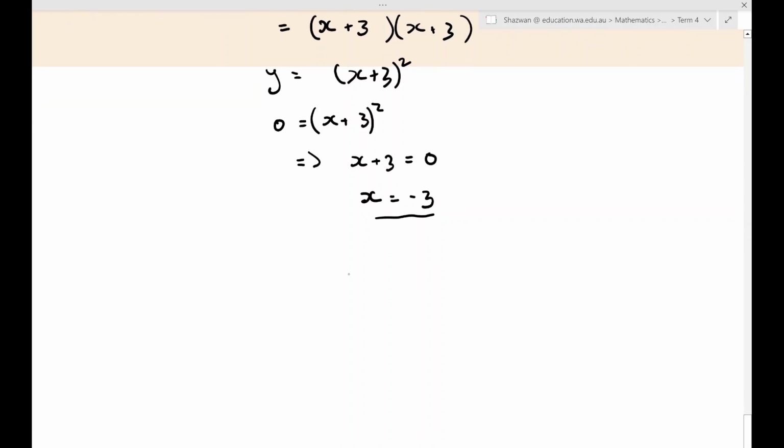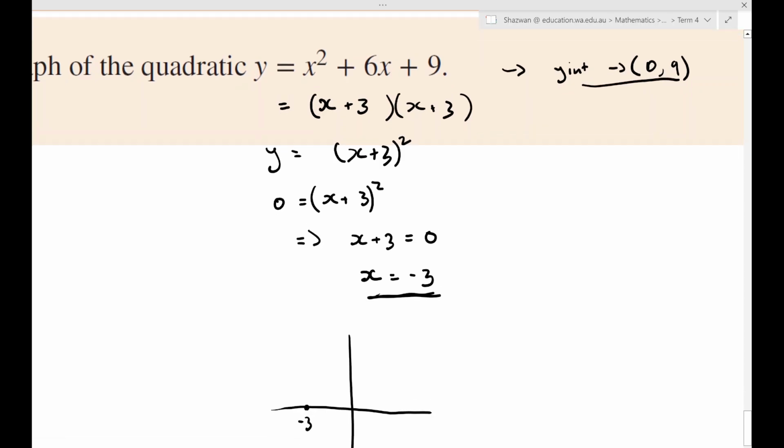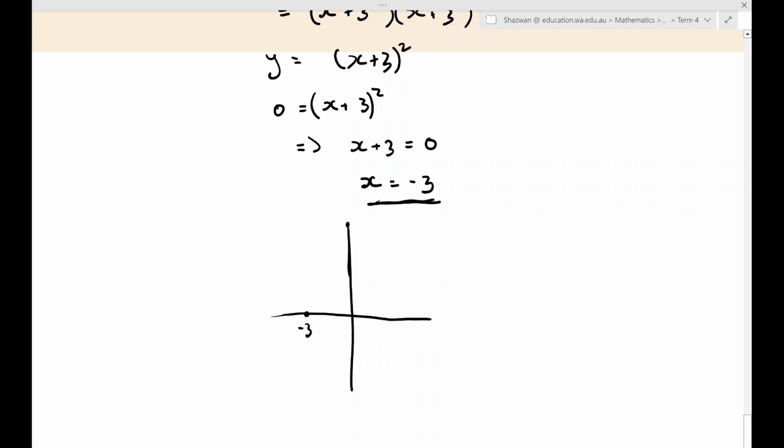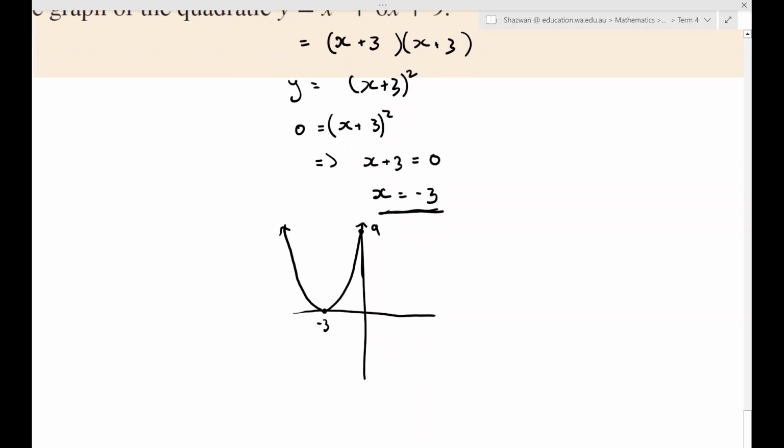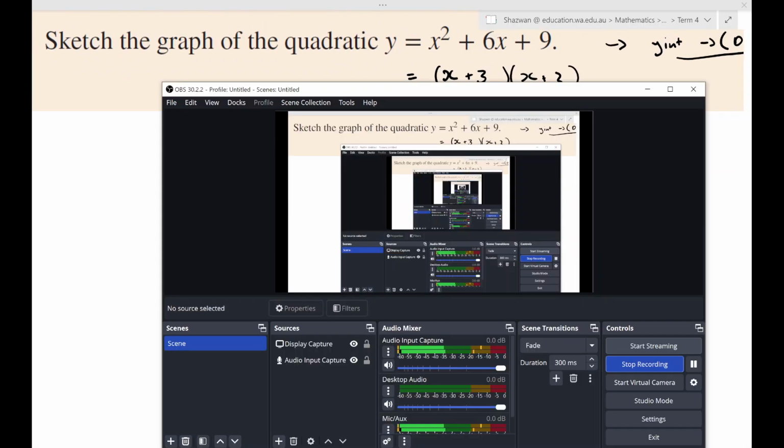And so what that means is that if we have a parabola and its root is at minus 3 for x, and there is only one root, we're only going to be touching this x-axis. And we saw that we intersected the y-axis at 9, so maybe 9 is somewhere up here. A parabola will look something like this. Okay, cool. Hopefully that's enough.